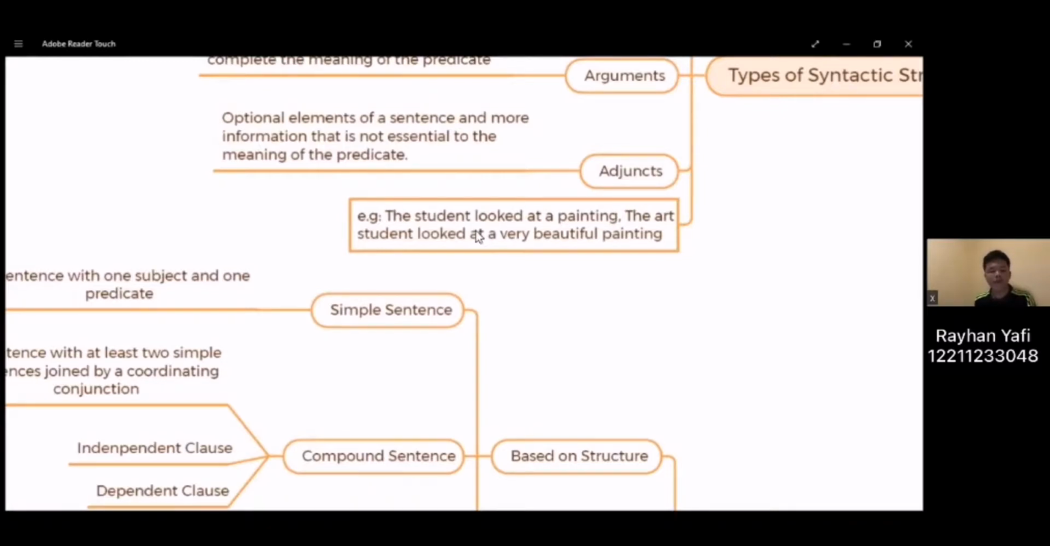And if we want to make it more specific, we can add more elements to the sentence. So it's going to be like the art student looked at a very beautiful painting. The elements art, very, and beautiful are called adjuncts, which add information that is not essential to the meaning of the predicate.